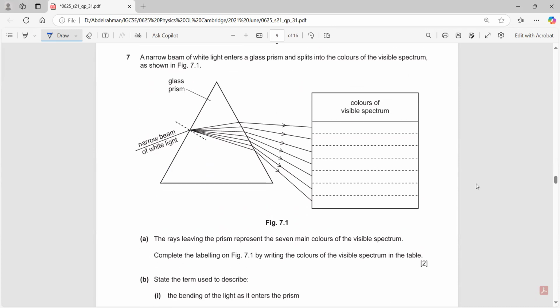A narrow beam of white light. Can I state the colors? The colors are ROYGBIV. I know you don't have the seventh dotted line, you can just write the violet here. Red, orange, yellow, green, blue, indigo, and violet.